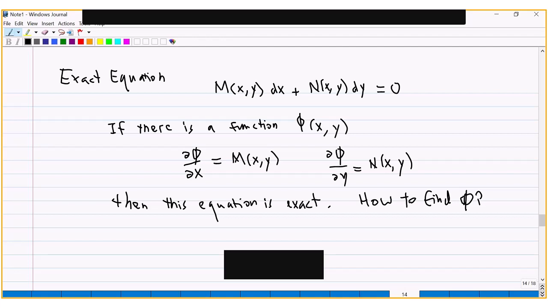One way to check, how do you check this? You just check how to differentiate function M with respect to y. You actually differentiate this one, and you can find that this is actually differentiating the function 2 times.